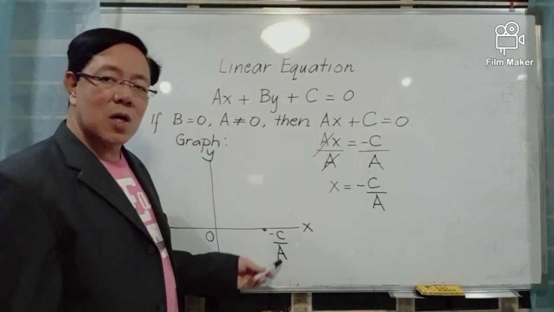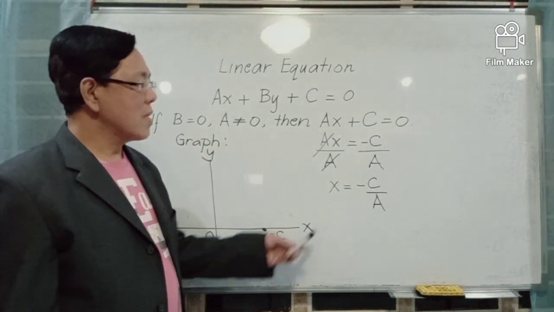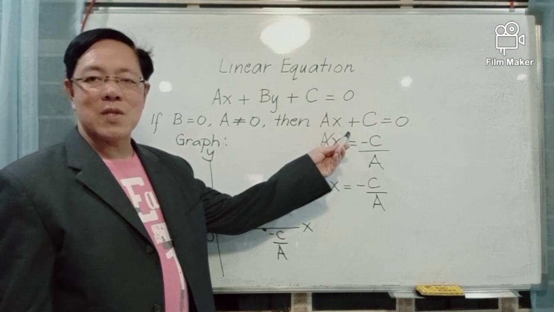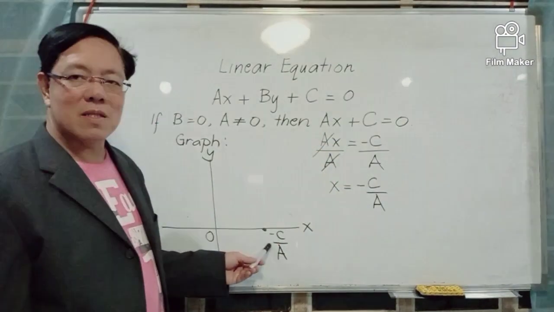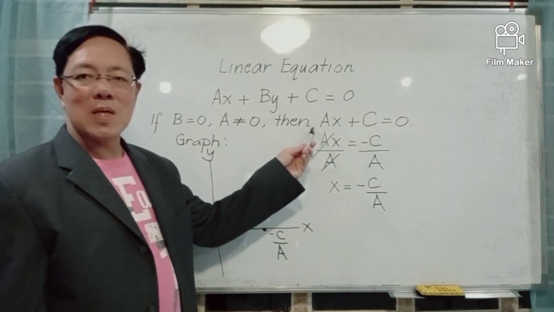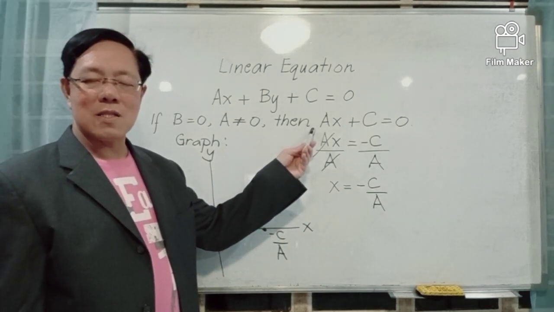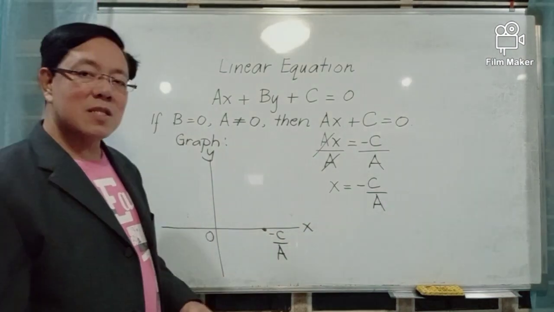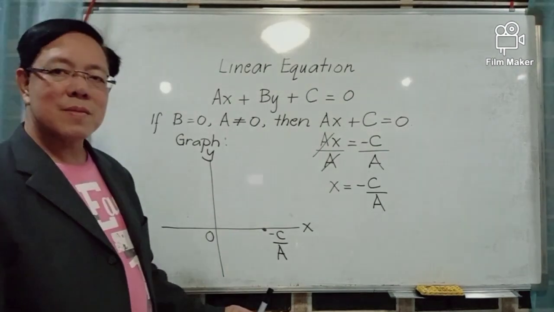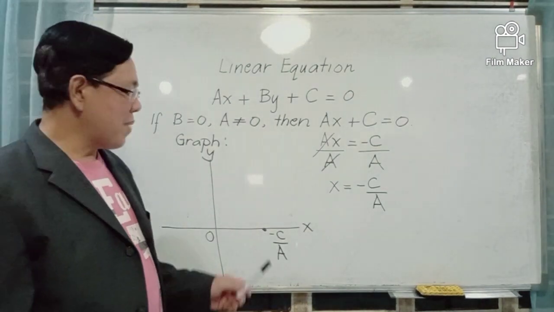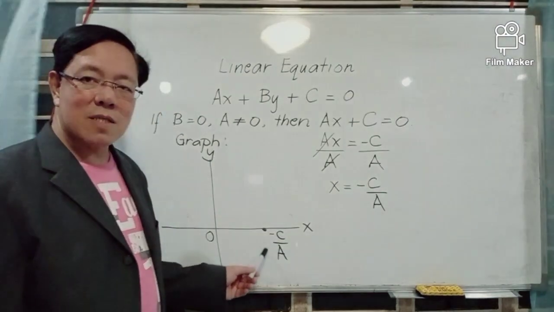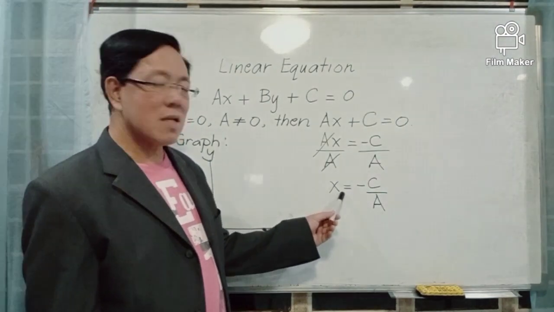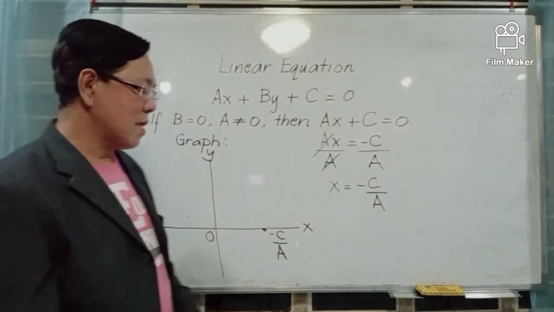This negative c over a is positive because we assume that the constant term c is negative, and negative multiplied by negative is positive. Now, the graph of this linear equation in one variable x is a vertical line. The vertical line will pass through this point on the x-axis, where the value of x equals negative c over a.